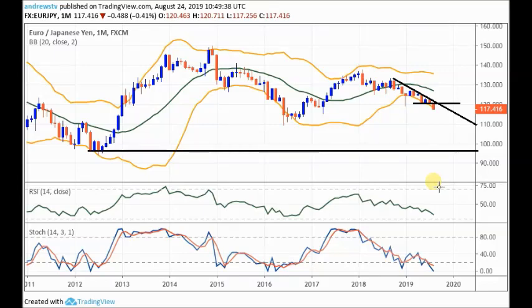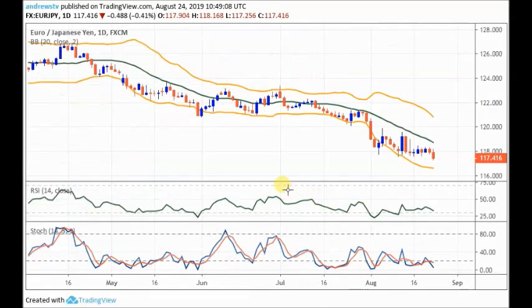A little upside in the euro, plenty more downside to come. So let's go and take a look at the daily chart, do some levels of entry, stop and target. JPY daily chart, and in terms of this pair, we've held the trade for a good while.